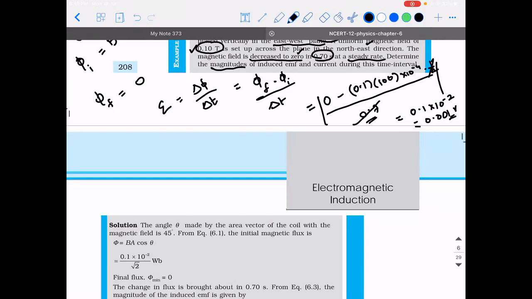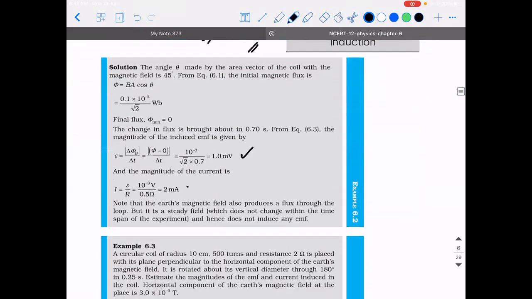Okay, so this is the EMF. How will you calculate the current? I is equal to E divided by R. 0.001 divided by 5, that you find out, that will give you the answer. So that is going to be 2 milliampere.